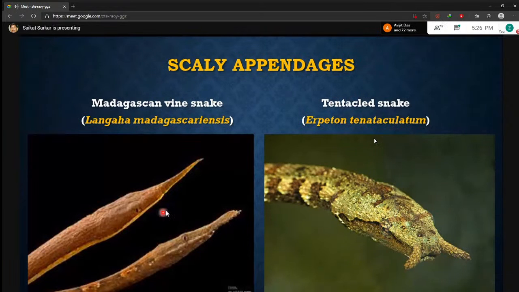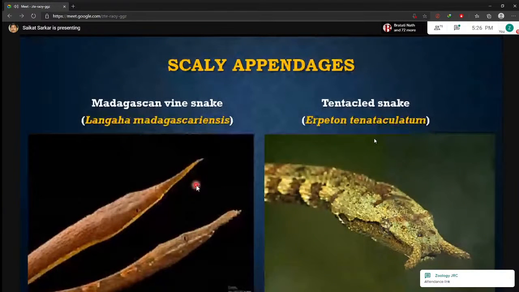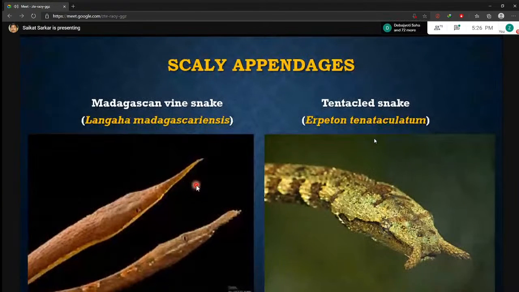So again, these structures, I don't know what is the utility of this structure. I have tried to decipher, but I didn't get the exact explanation or a very acceptable explanation. There are some explanations some people have put forward, but I didn't find any. Maybe with more research, we will find the exact utility of this structure. Okay.